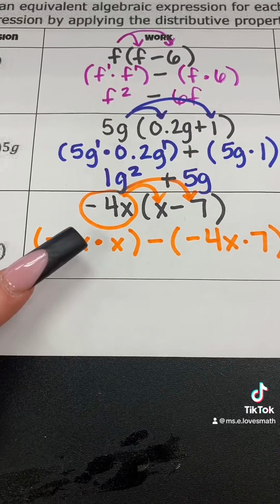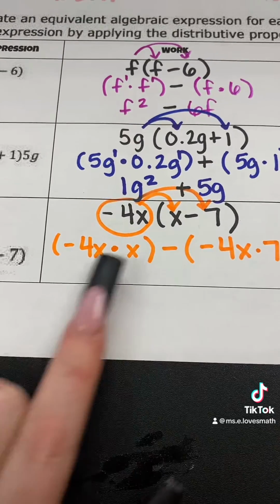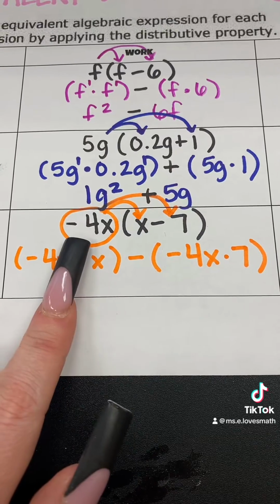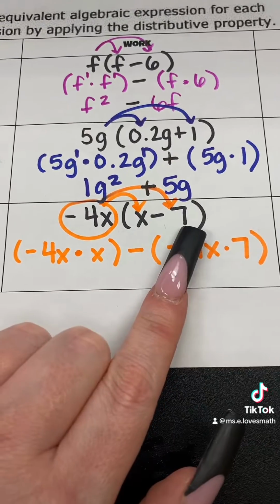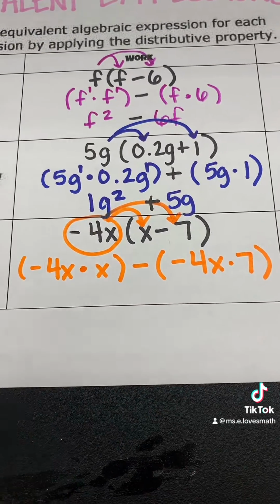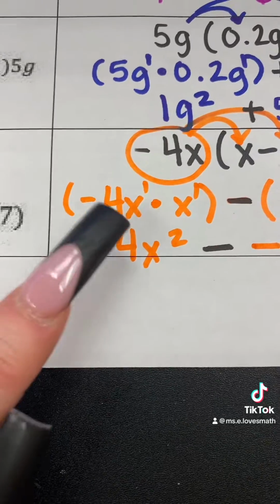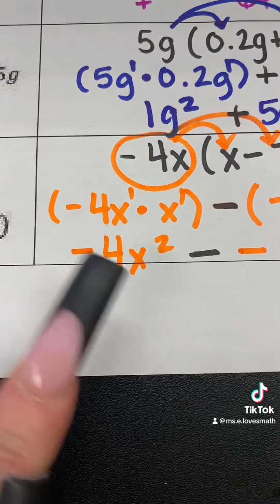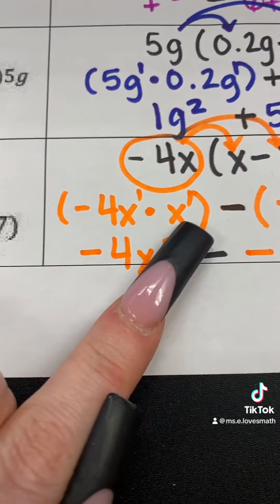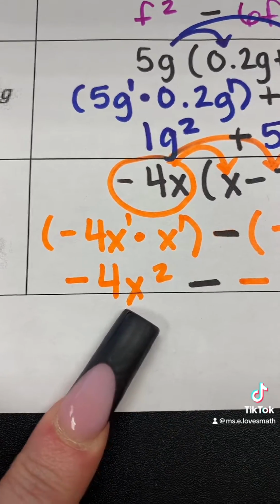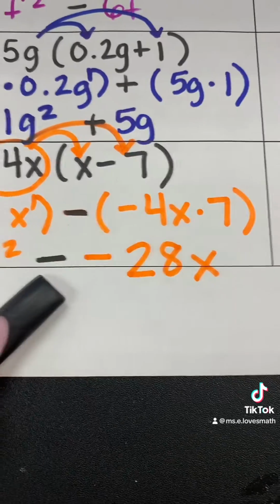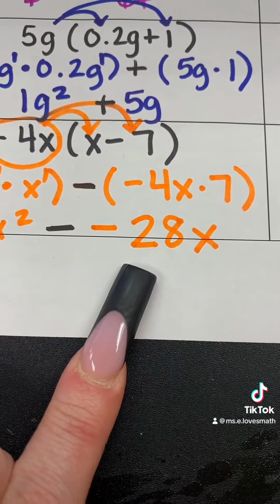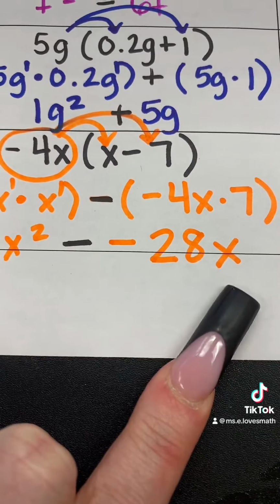So here we have negative 4x times x. Bring down your minus. And then we have negative 4x times 7 in this one. So here we have negative 4 times 1 in front of the x here, so we get negative 4. And then x times x is x squared. We bring down our minus. Over here, negative 4 times 7 is negative 28. And then we have our x.